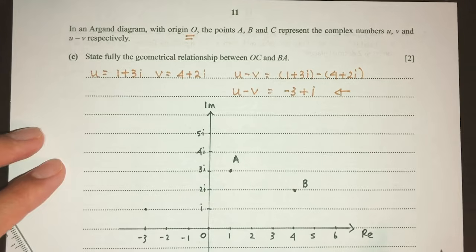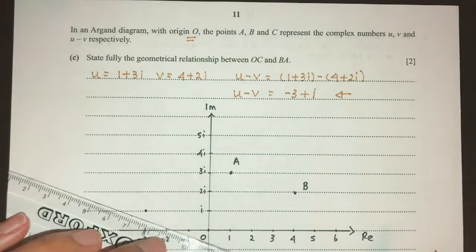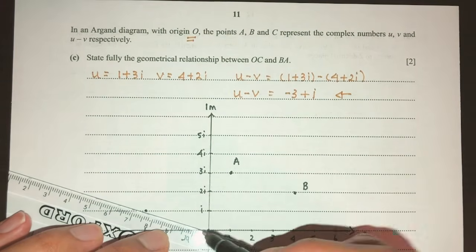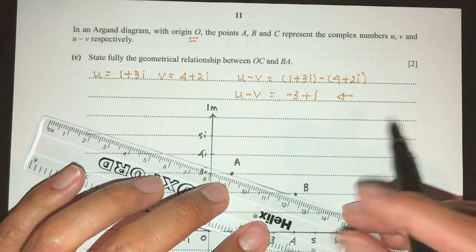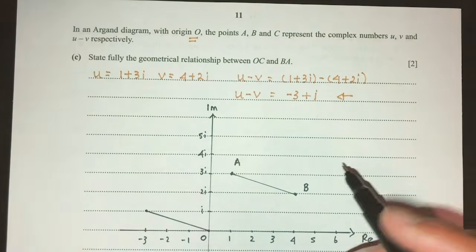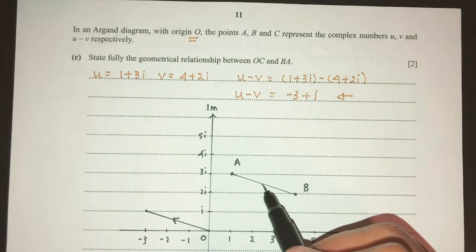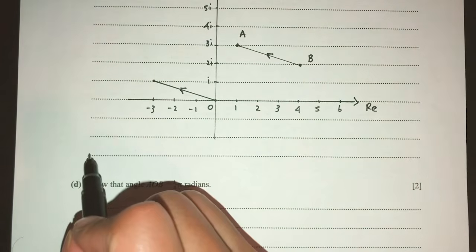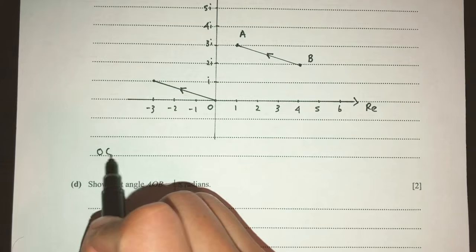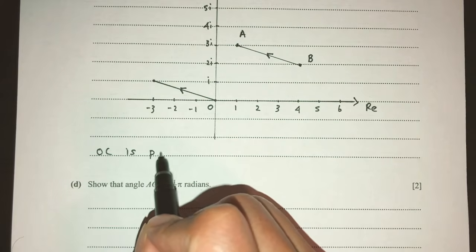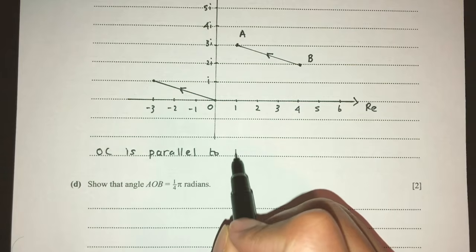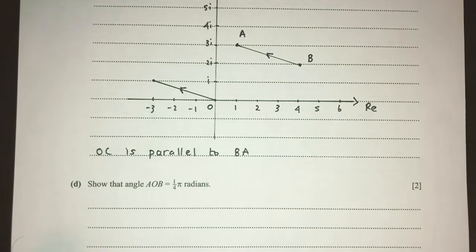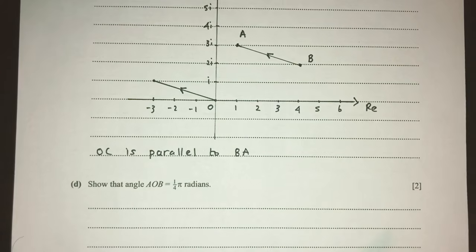Now we want to find the relationship between OC, which is O going to C, and then BA, B going to A. As you can see, they are parallel with each other. So let's write this down. We determine that OC is parallel to BA. That will be part C of your question.